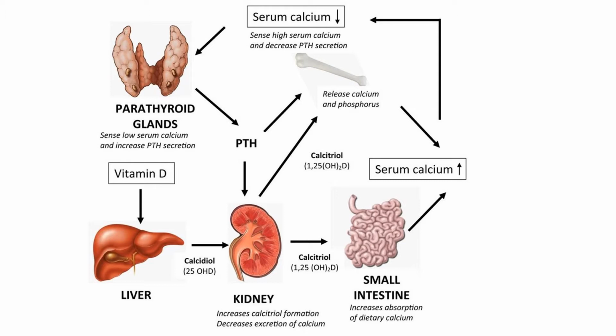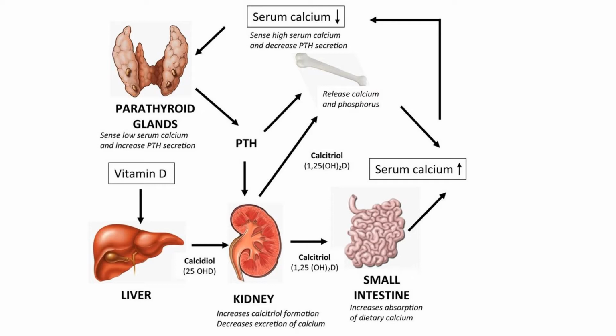Don't worry, I won't go into too much detail. So your dietary vitamin D, which is activated by sunlight, goes in a two-step stage through the liver and then the kidney. And your end result is calcitriol. That's the active form of vitamin D. And that acts to increase dietary absorption of calcium from the gut.